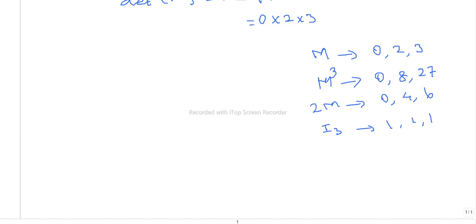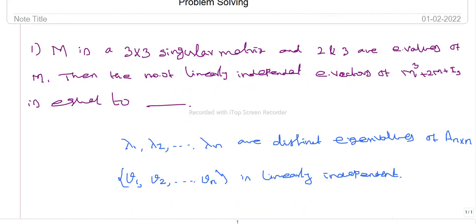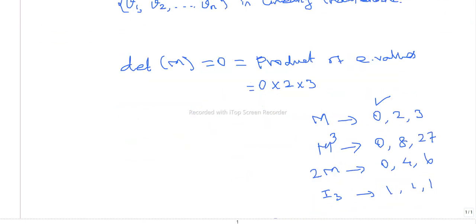Now the eigenvalues of the matrix M cube plus 2M. Sir, it's given that determinant of M is equal to 0, sir. Yeah, that's why 0 is an eigenvalue. It is given in the problem that 2 and 3 are eigenvalues, but we don't know the other one, because totally we have 3 eigenvalues. So the hint is that it is singular. Since it is singular, 0 is one of the eigenvalues. So we get 0, 2, 3 as the eigenvalues.